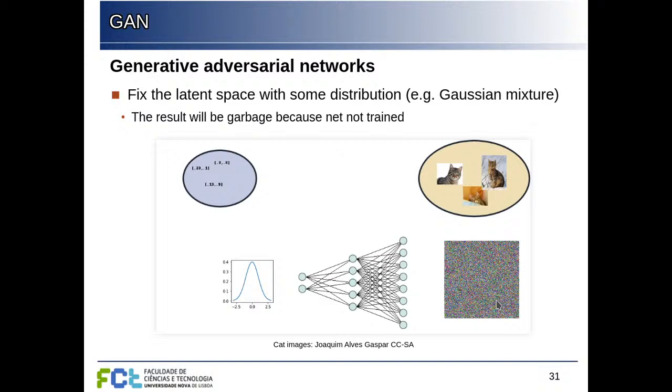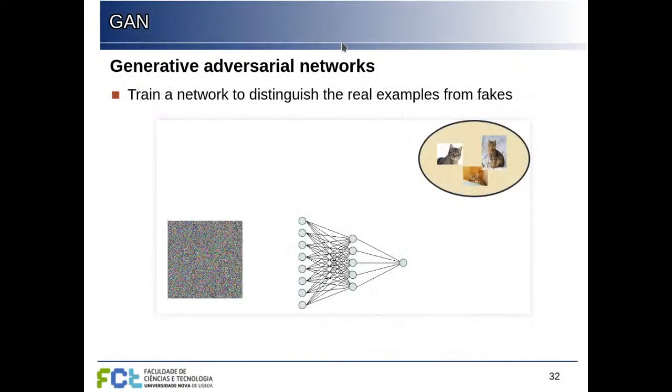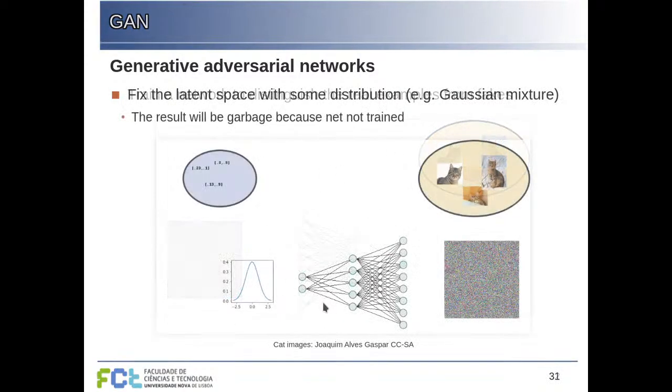In the beginning, if the decoder is not trained, then we can sample from that fixed distribution, but the output will be garbage because all of these transformations here will give something that is probably not meaningful. So what we're going to do is also train a network that is going to distinguish what the decoder has generated. This decoder, we can call it the generator because it's creating images, is mapping from this latent representation into the images that we want.